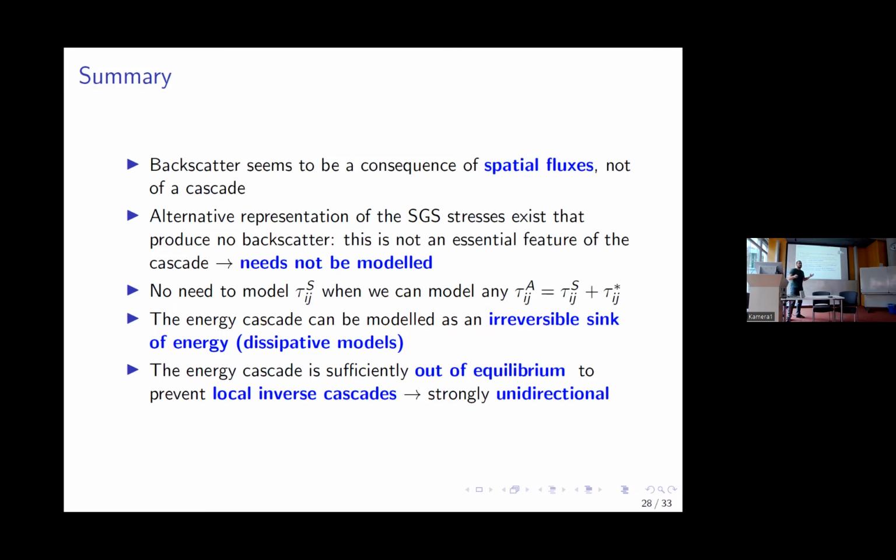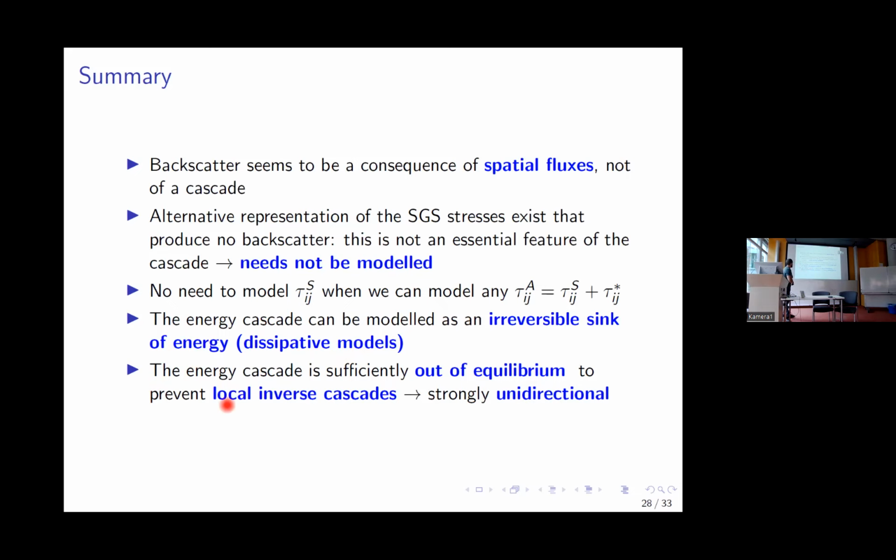And this has quite an important application: if you don't want to model backscatter, you don't need to. There is no reason for you to do it. You can find a model that doesn't have any backscatter. This is good for people doing turbulence because backscatter is unstable and it's usually a problem. And it might be important for other features of the flow. There might be a feature that is difficult to model, but you might find a representation of the subgrid scale stress tensor that doesn't require you to model it.